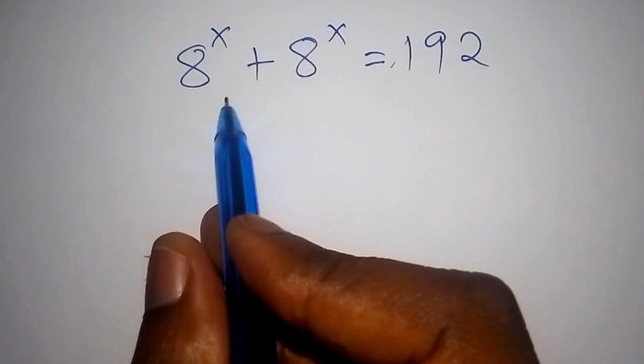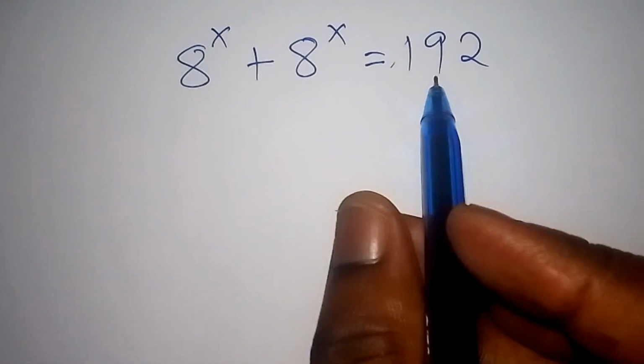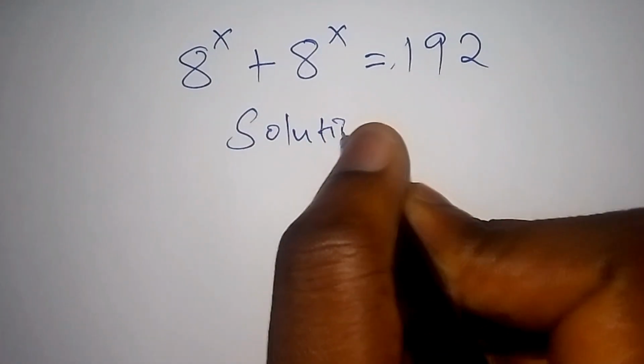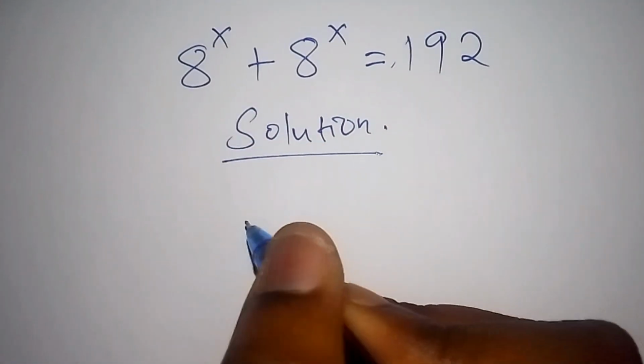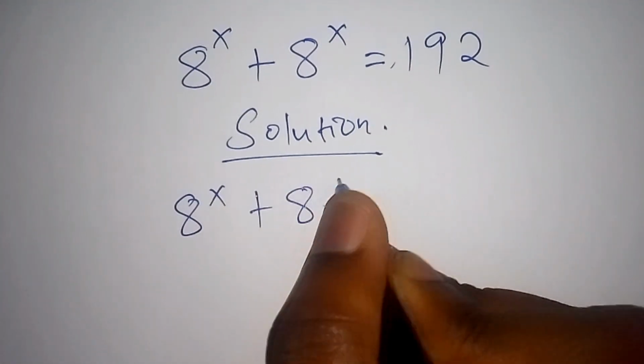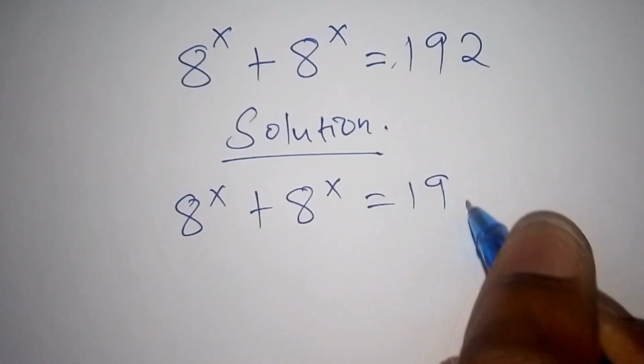We have 8 to the power of x plus 8 to the power of x is equal to 192. So let's begin with the solution. In our solution, this is what we have: 8 to the power of x plus 8 to the power of x is equal to 192.